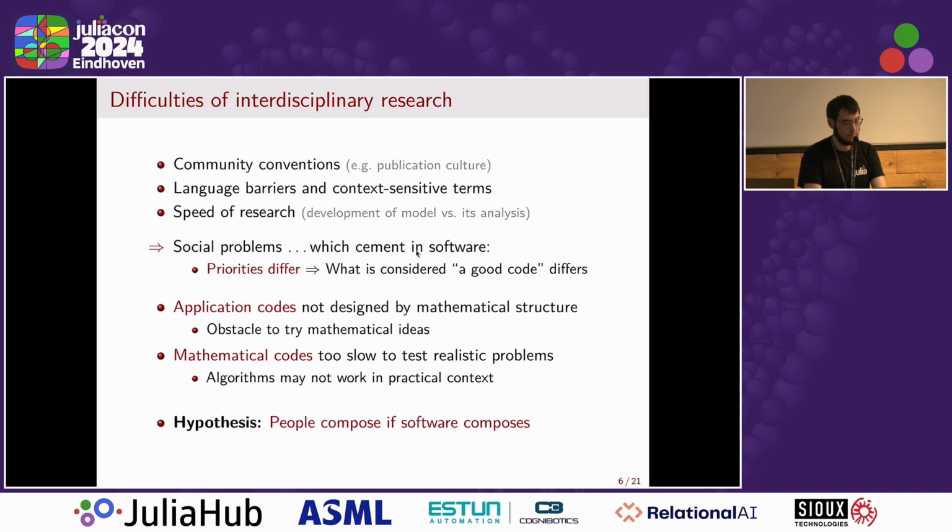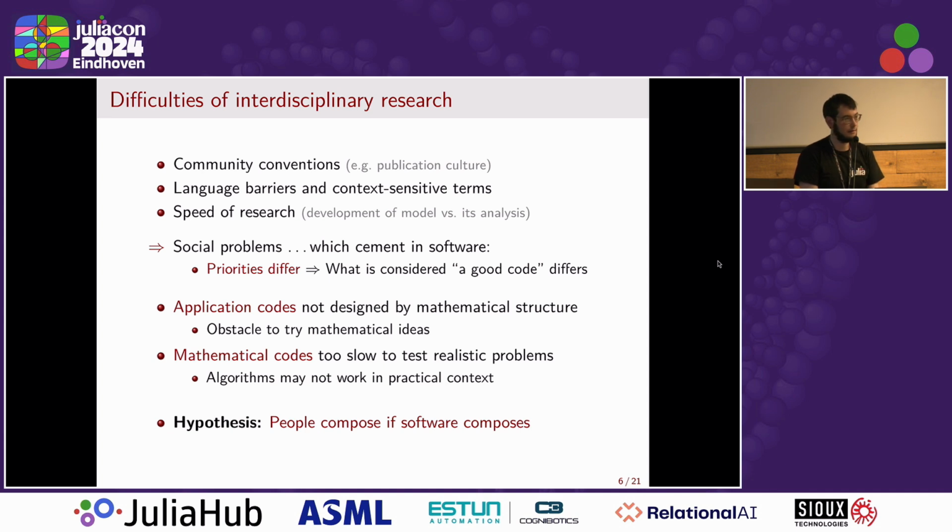Therefore, we have social problems that cement in software, right? Because how you think about your research affects how you write your software. As a result, these mathematical structures that I just alluded to are really not that exposed in existing codes. On the other hand, mathematical codes that do expose the structure tend to be really slow and don't work so well in practical contexts.